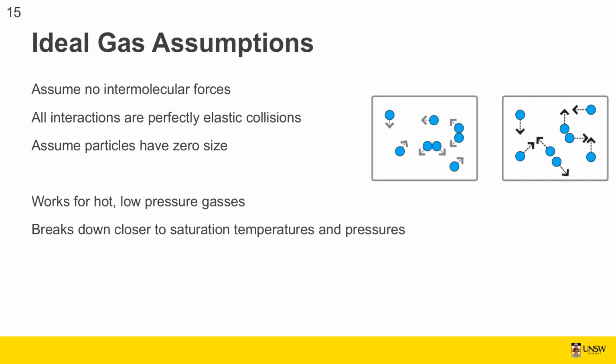So we say this works when gases are hot, that's a high temperature with respect to their boiling temperature, and low pressure. You can pressurize something to the point that this starts to become invalid. The reason for that is at increased pressure, you've got more atoms in the same space. Your volume fraction of atoms starts to become significant enough that it affects your calculation. It breaks down close to saturation temperatures and pressures.